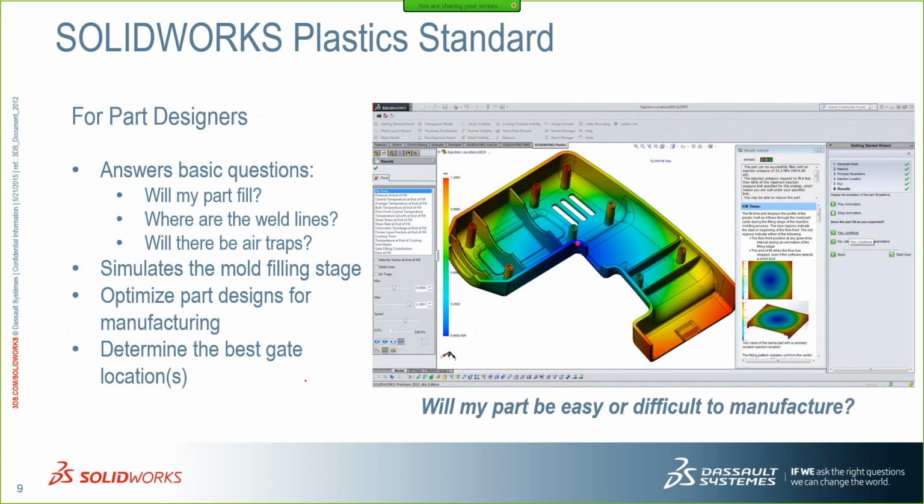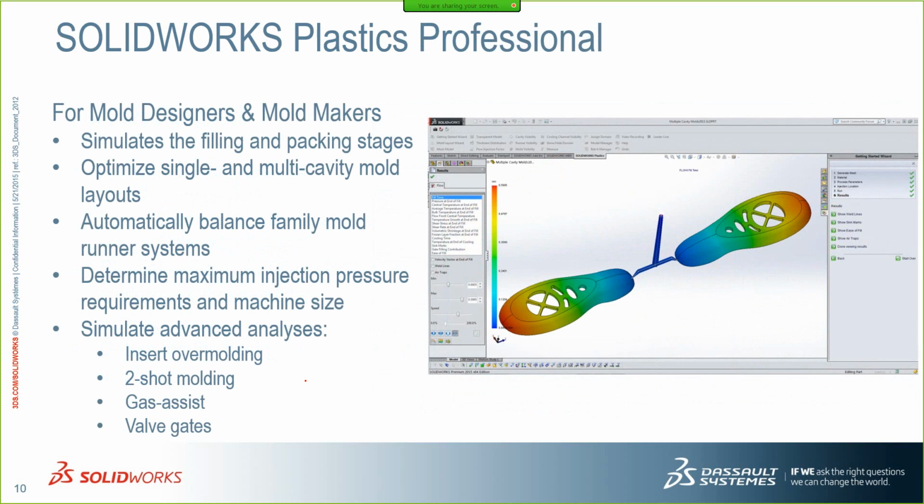If I go back and say a few more words on Plastics Standard, that is the module that we are going to look at today and its capabilities. A few basic things that it does: it can tell you whether the part will fill, that is whether it can be filled or there can be short shots, where the weld lines would be, and whether there will be any air traps. You can simulate these basic molding things in this particular module. Of course, as a part designer, you might want to optimize your part, so you can do that based on the filling requirements. You can also determine the best gate locations.